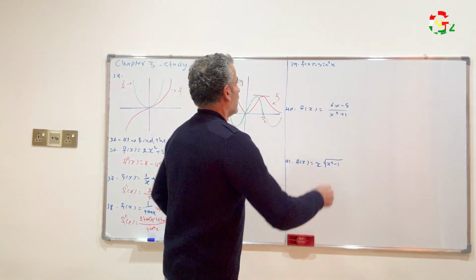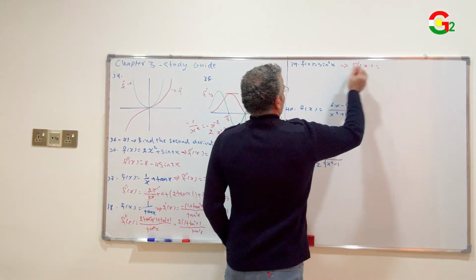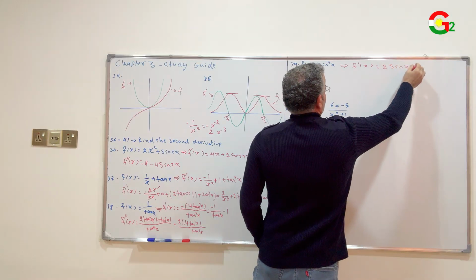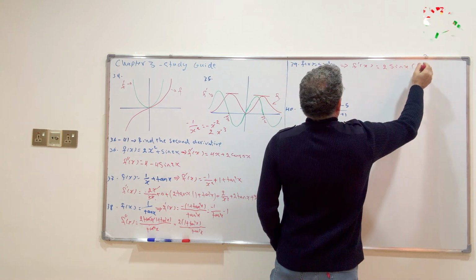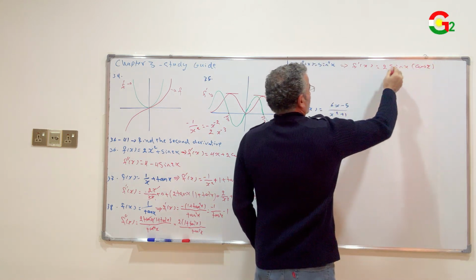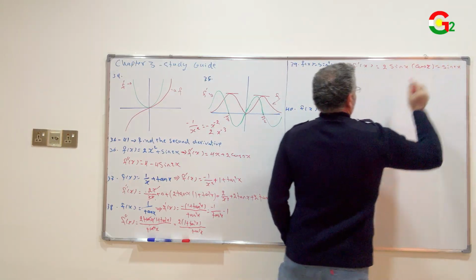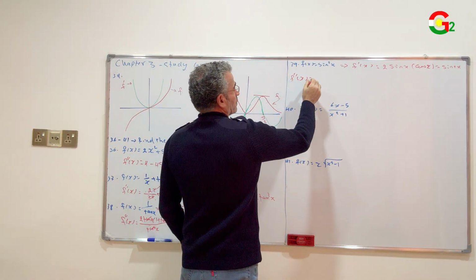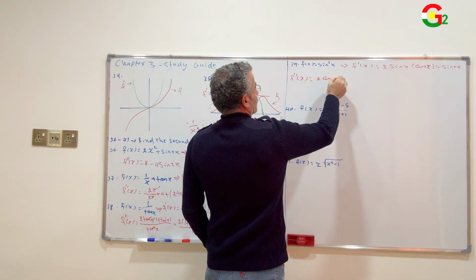Question number 39. F prime of x equals the derivative of the power, 2 sine x, times the derivative of the sine, cosine x. 2 sine x cosine x equals sine 2x. The second derivative, f double prime of x, equals 2 cosine 2x.